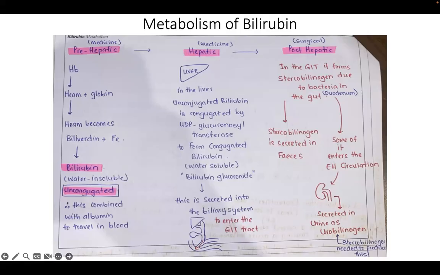In the GIT, it will form stercobilinogen. This is due to the bacteria that is present in the duodenum. A portion of the stercobilinogen, or rather the majority of it, will be secreted in the feces. However, some of it will enter the extrahepatic circulation and it will be secreted in the urine as urobilinogen. So what you need to remember is urobilinogen is only produced if there is stercobilinogen. So stercobilinogen is needed here.